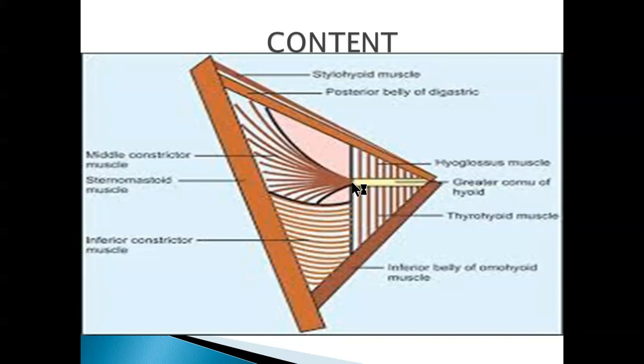So, talking about the contents, as I already mentioned, these are the boundaries: hyoglossus, thyrohyoid, and the middle and inferior constrictor muscles of the pharynx forming the floor.